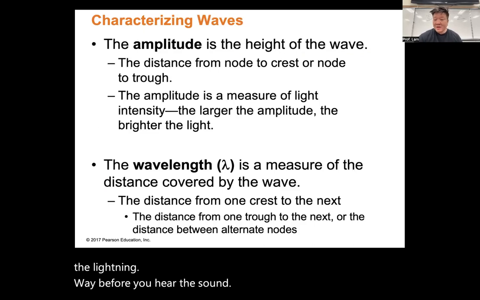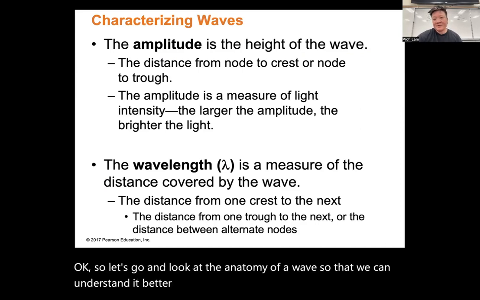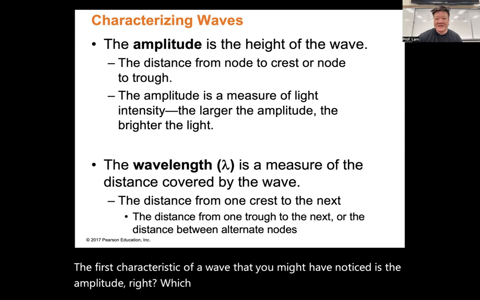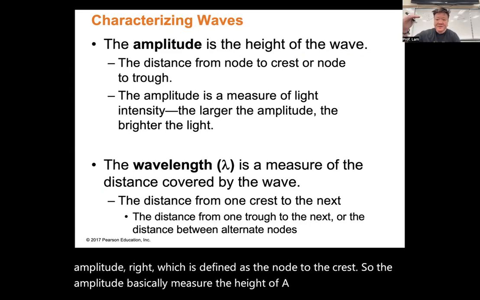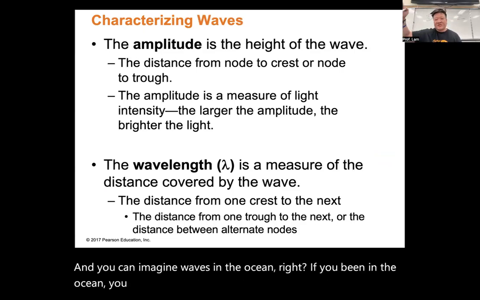Okay, so let's go and look at the anatomy of a wave so that we can understand it better. The first characteristic of a wave that you might have noticed is the amplitude, right? Which is defined as the node to the crest. So the amplitude basically measures the height of a wave. And you can imagine waves in the ocean, right? If you've been in the ocean, you know what a wave shape looks like.